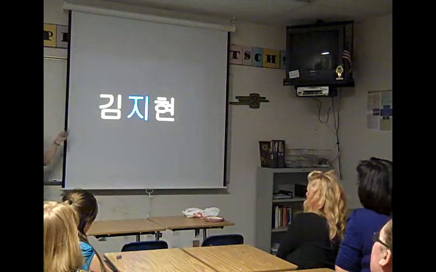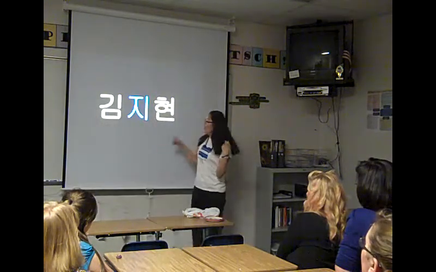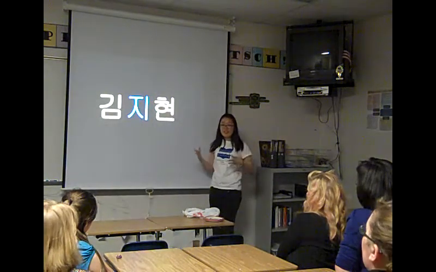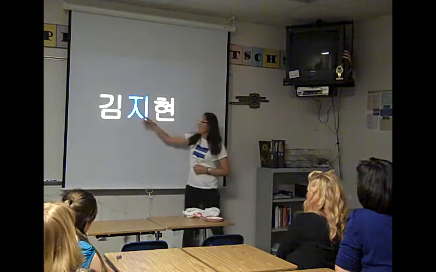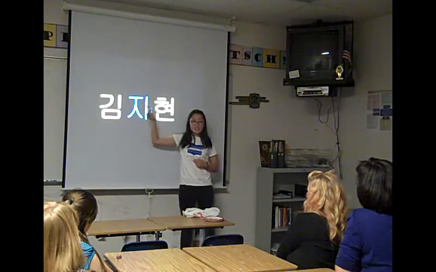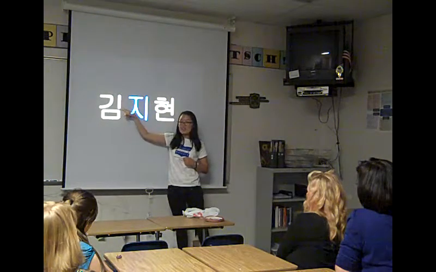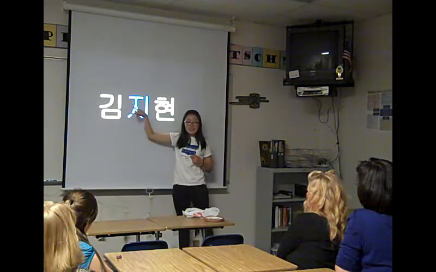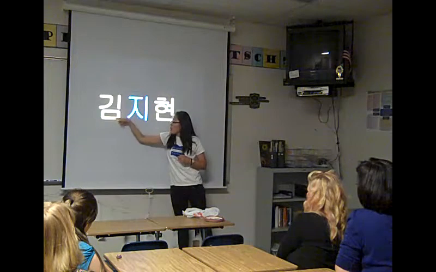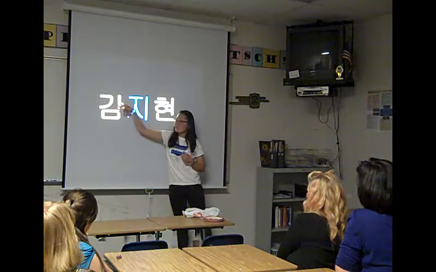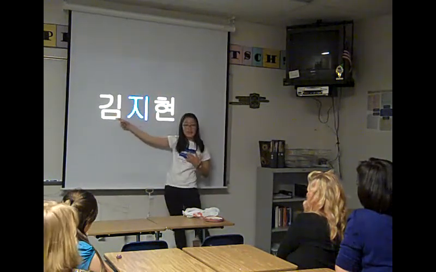And this is my name in Korean. So I'm going to tell you how to pronounce Korean a little bit. So this has a sound of G, so you pronounce it with G. And this is E, so together it makes the G sound. And this is a sound of M, so together it's Kim. And that's my family name.